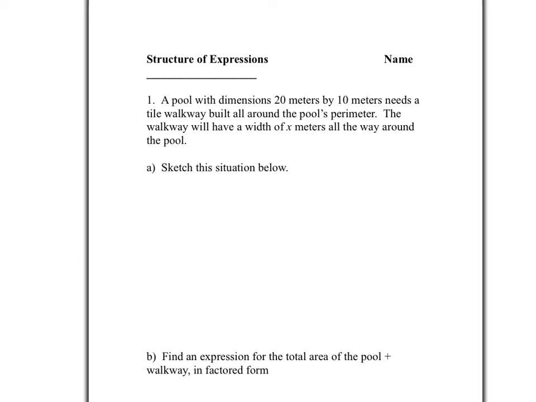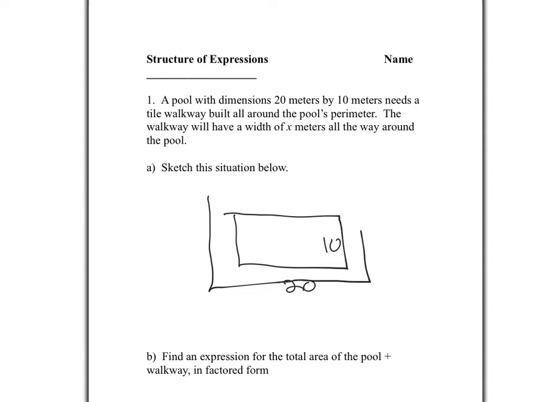All right, so let's take a look at our situation. So we have a pool with dimensions 20 by 10. So let's say this is 20, this is 10. And around that we have a walkway, which is X meters around on all sides. So X, X, X, X. So now we have the total width of this as 20 plus 2x and 10 plus 2x. So that's the area of the whole region now.